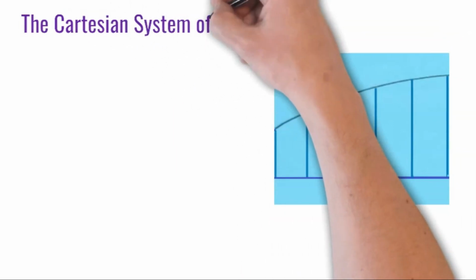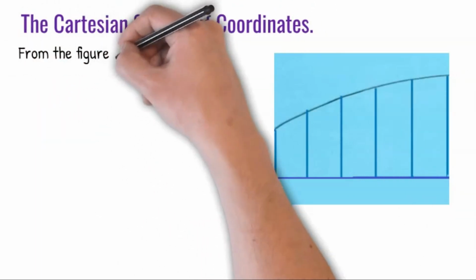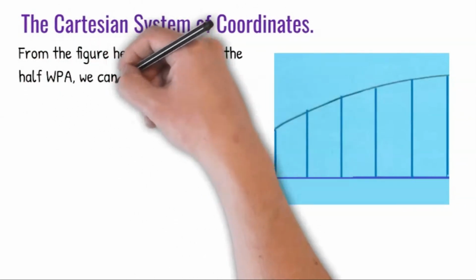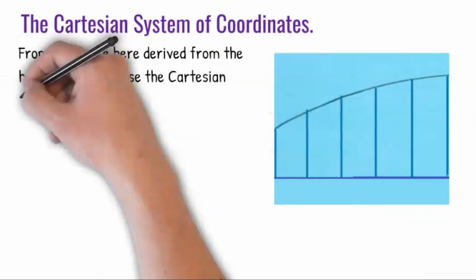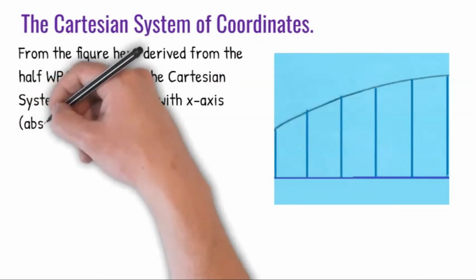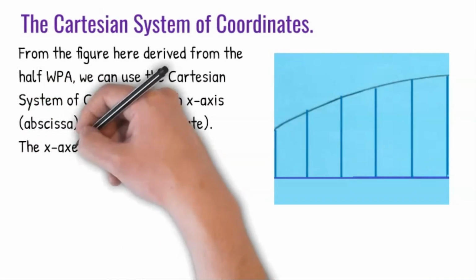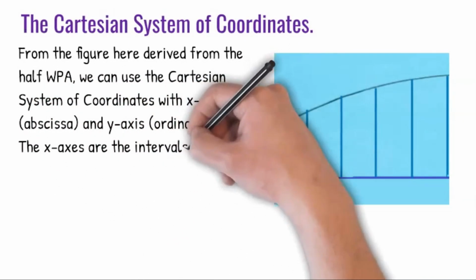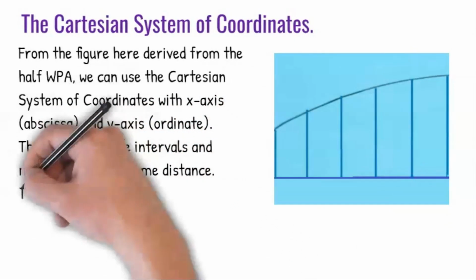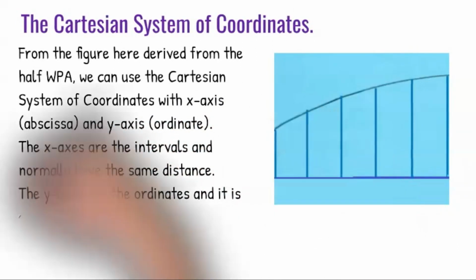The Cartesian system of coordinates. From the figure here derived from the half WPA, we can use the Cartesian system of coordinates with x-axis, abscissa, and y-axis, ordinate. The x-axes are the intervals and normally have the same distance. The y-axis are the ordinates, and it is connected to the curve in the half WPA.